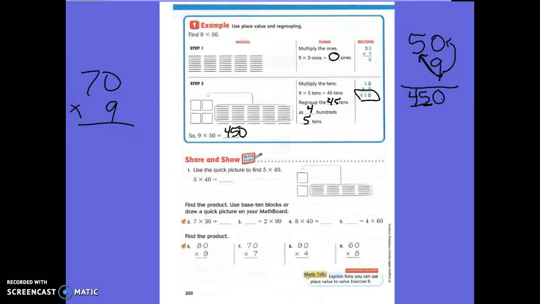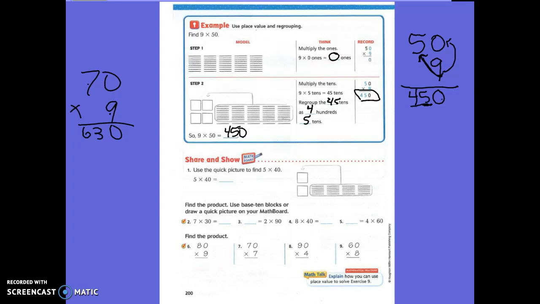We are multiplying 70 times 9. What do I do first? Everybody? Multiply the 0. You do 9 times 0. And what is 9 times 0, guys? 0. What's my second step then? Now I do 9 times 7. What is 9 times 7, guys? 63. So what's 70 times 9? 630.